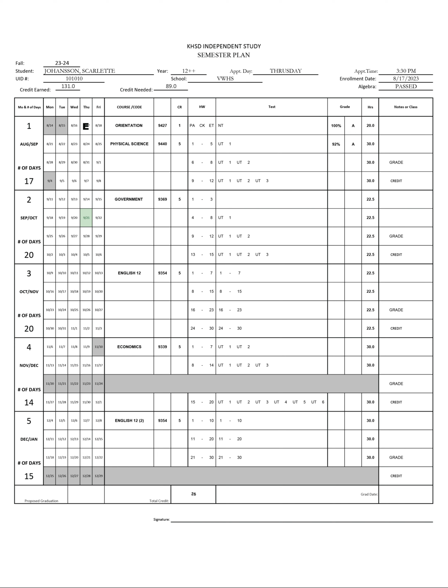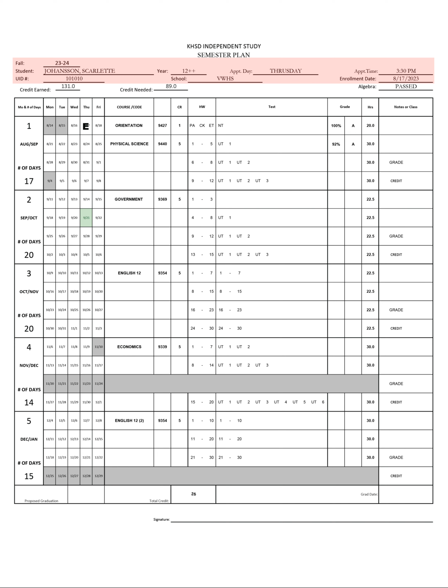Okay, this is the semester plan. Let's start at the top, and you'll notice that you have all the information for the student at the top. You have the name, the year that they are in school, the day and time they have their meeting, and when their orientation was. You just want to make sure all this information is correct.